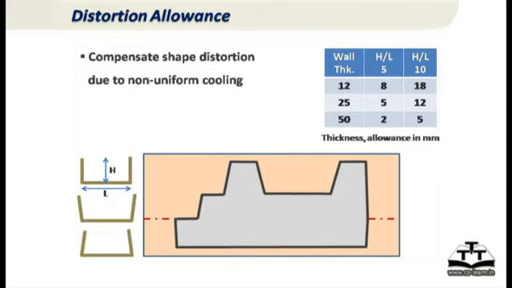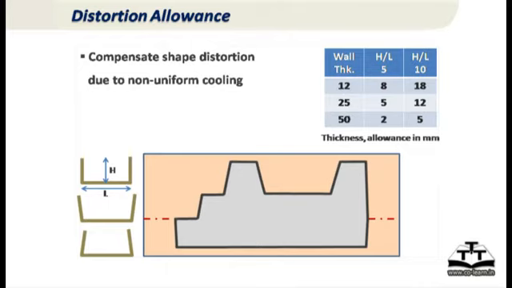An H shape opens up like that. So you make it inward to start with. So when it distorts outside, it becomes straight. That is the basic principle of distortion allowance. Now, how much should you apply? Again, this table gives you some nice guidelines.